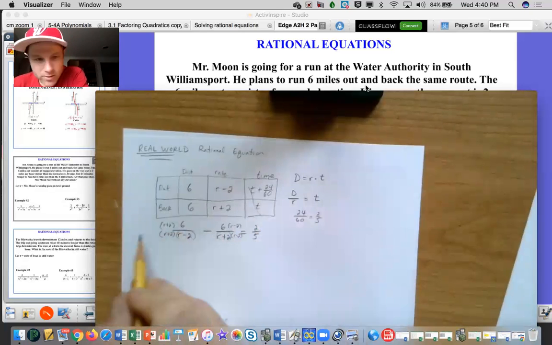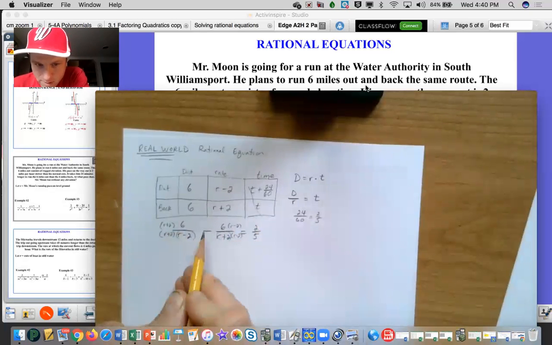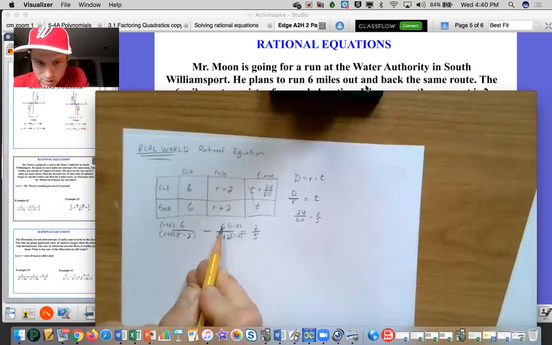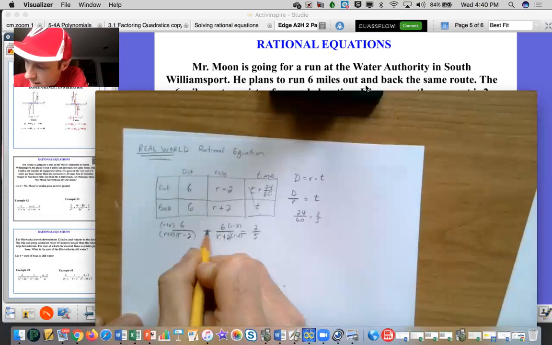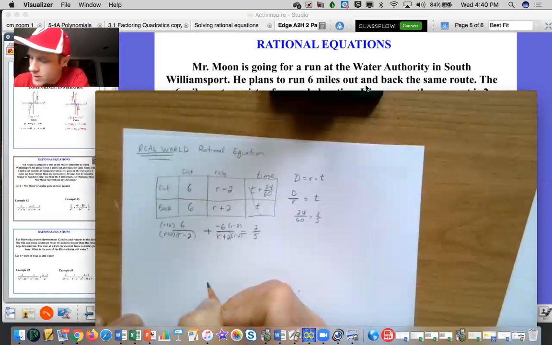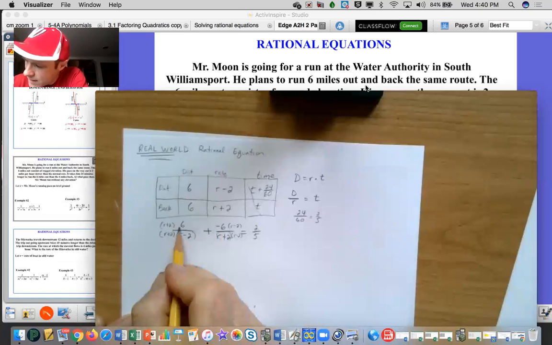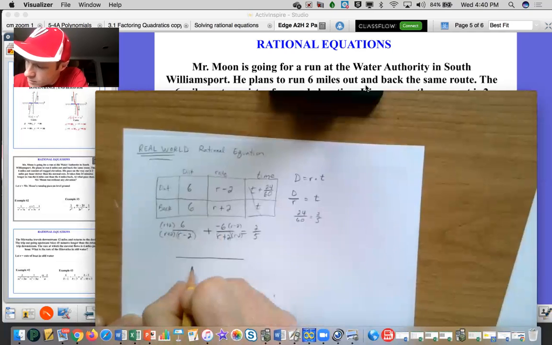So now what I'll do is distribute, and the key to this problem is that this subtraction sign actually belongs to that 6. So I'm going to do this little same change here, this add a negative, so I don't forget to distribute it. So here I have a common denominator of r plus 2, r minus 2.